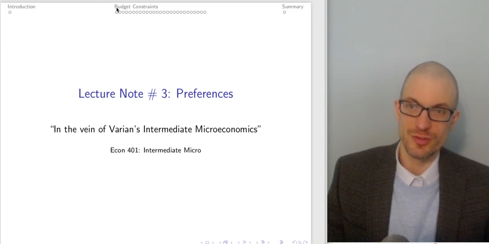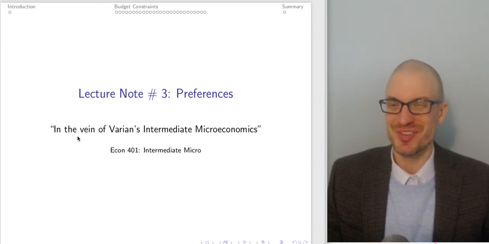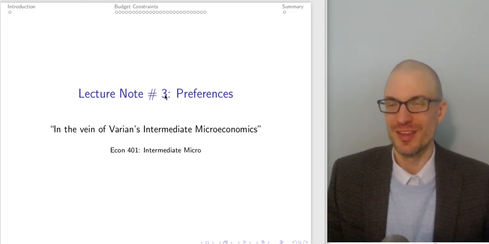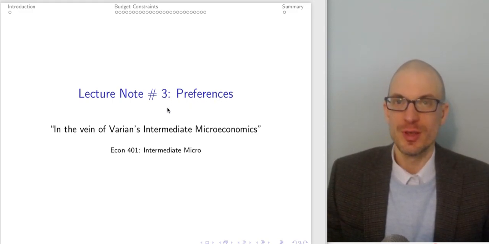This budget constraint stuff, that's a lie. So we're going to talk about preferences in the vein of Varian's intermediate micro. Preferences is a chapter title in Varian, and I'm going to walk through thinking about preferences.